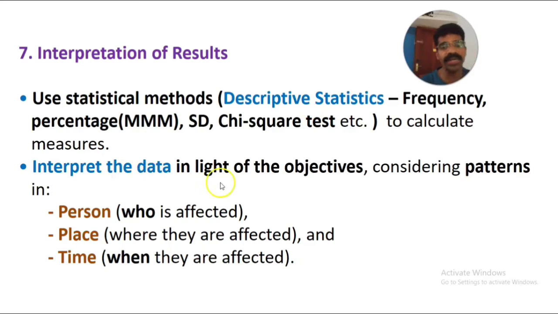Then interpretation of the data in light of our objectives we already set in the first steps of descriptive study, okay, and even considering the pattern of the occurrence of the particular disease in person, place and time.